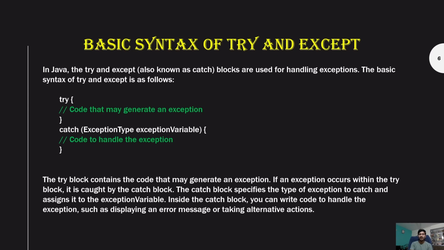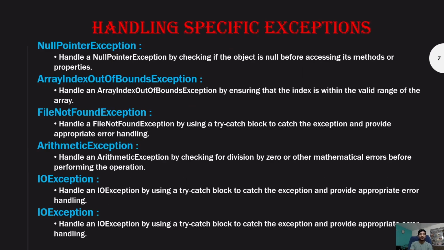If an exception occurs within the try block, it is caught by the catch block. The catch block specifies the type of exception to catch and assigns it to the exception variable. Inside the catch block, you can write code to handle the exception, such as displaying an error message or taking alternative actions.